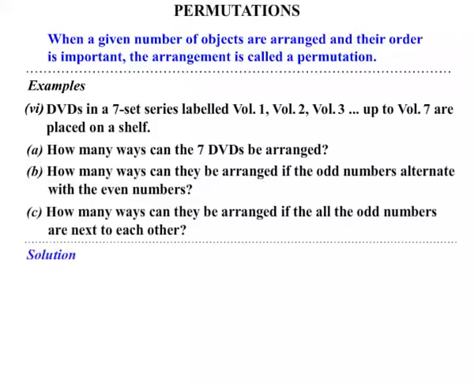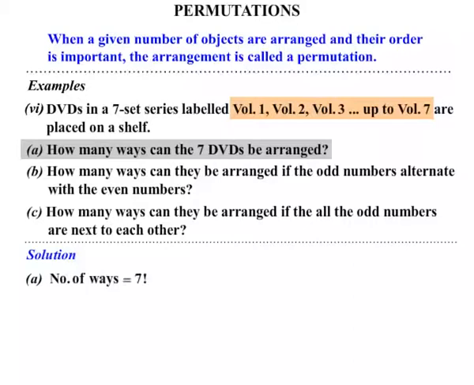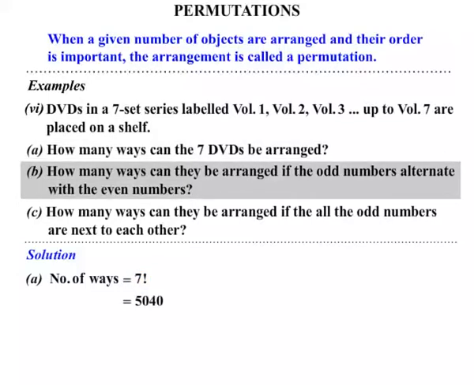Let's look at the solution firstly to part A. Now, we have 7 volumes, so simply the number of ways is going to be 7 factorial, and that works out to be 5,040. Let's look at part B now. How many ways can they be arranged if the odd numbers alternate with the even numbers?